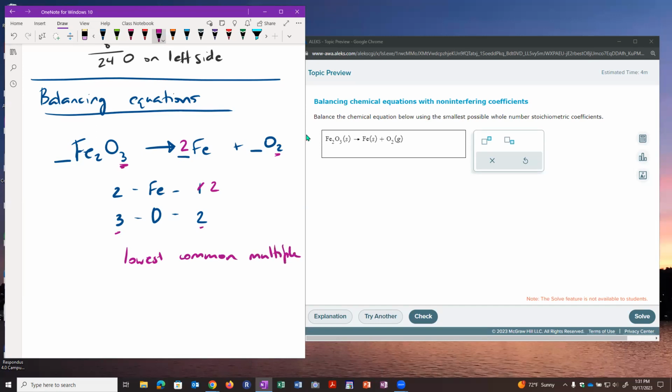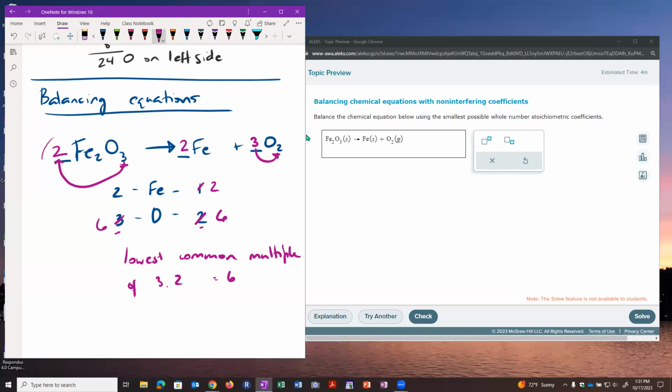So the lowest common multiple of 3 and 2 would be 6. We want to make 6 oxygens on the right, 6 oxygens on the left. So to make 6 oxygens on the right side, I would put a 3. So 3 times 2 is going to give me 6 over here. And then to make 6 on the left side, 3 in the oxygen times my coefficient should give me 6. So 3 times 2 is going to give me 6.